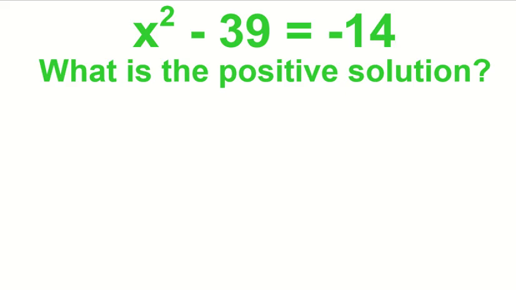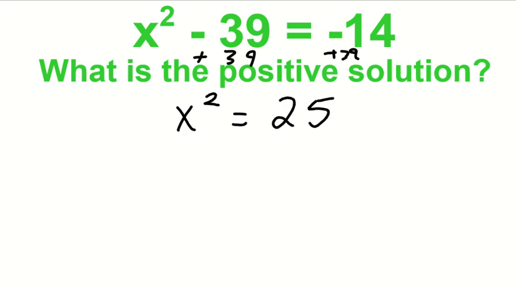Emma, what you got? 5 is correct. I can show you this 2 different ways, depending on which way you want to look at it, okay? We can either move things away from the x to solve it, or I can move things towards the x and solve it. If we move things away, we do opposite. So I add 39 to each side, and I get x squared equals positive 25.